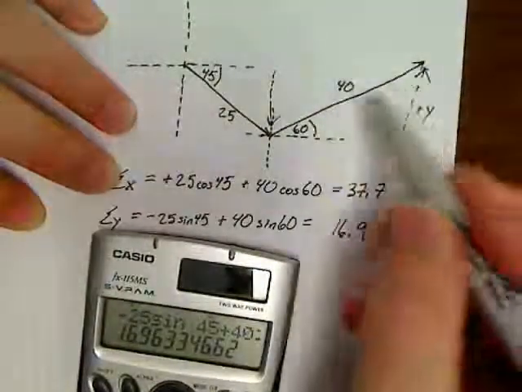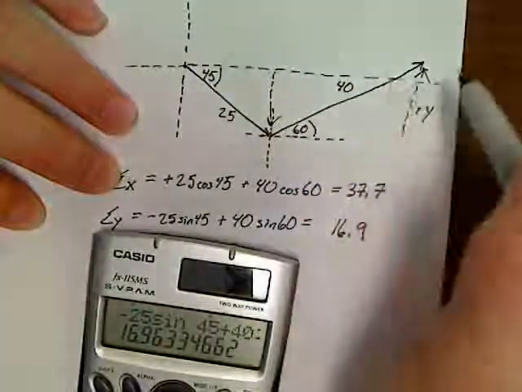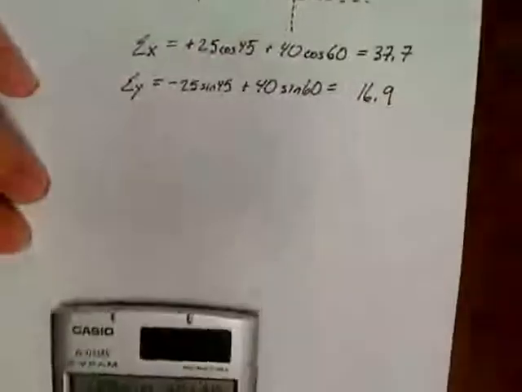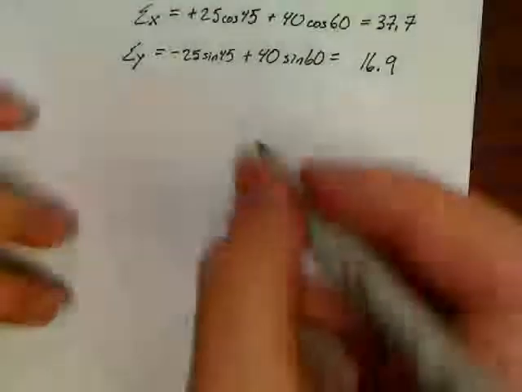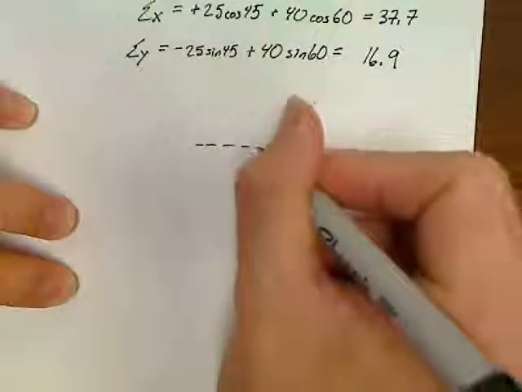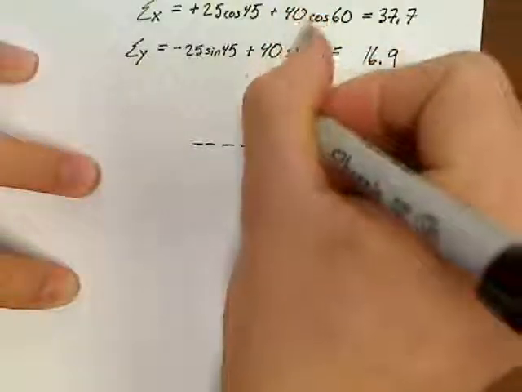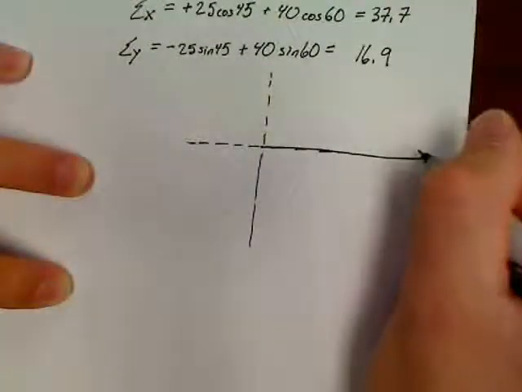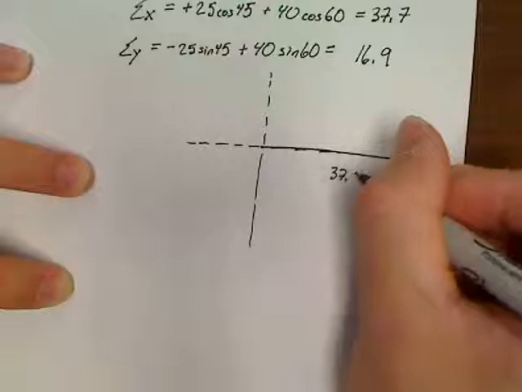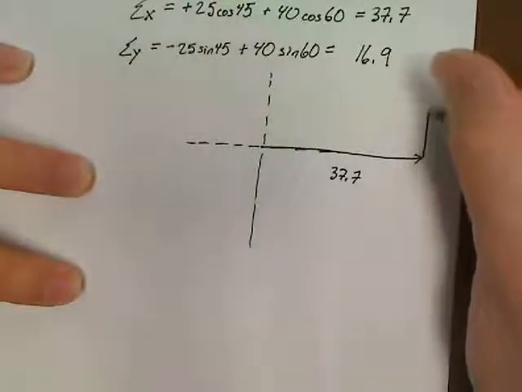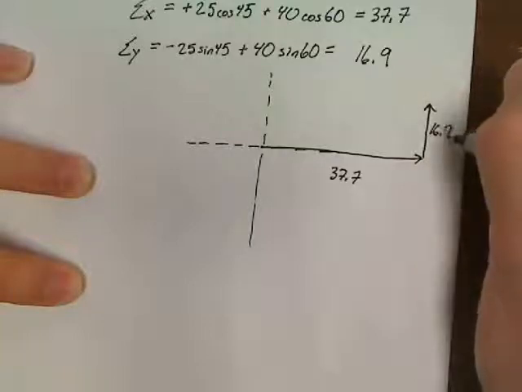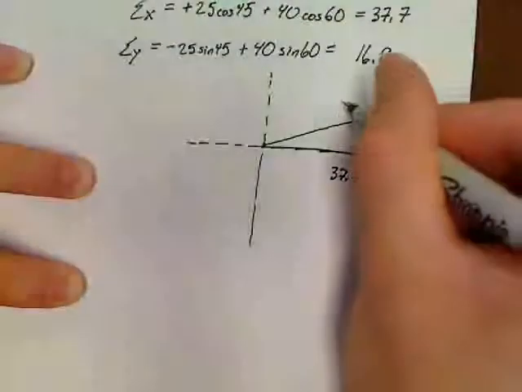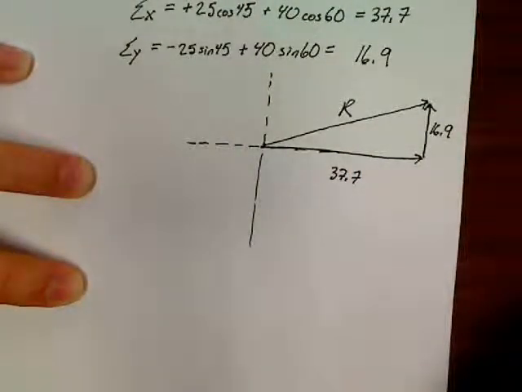So my drawing wasn't too bad, because if you take a look, I actually did come out a little above up here. But it doesn't matter. I'm going to draw a final picture anyway. So these coordinates are going to give me a final location for this resultant. My final location is 37.7 this way, and 16.9 up. So I'm going to sit here and draw my arrow, and there's my resultant. And that's what it asks.